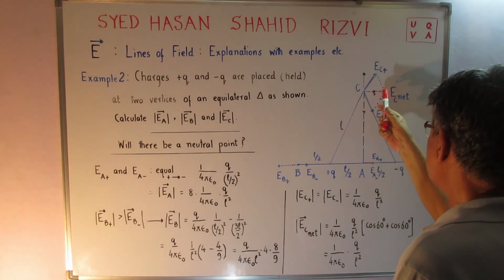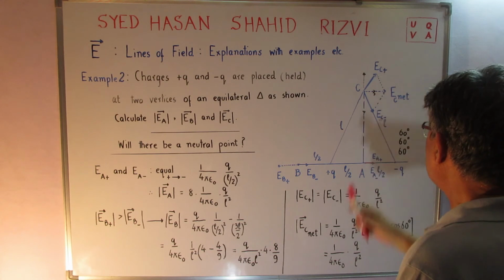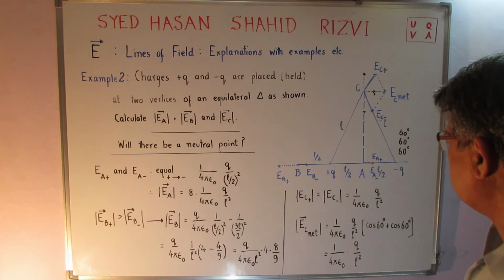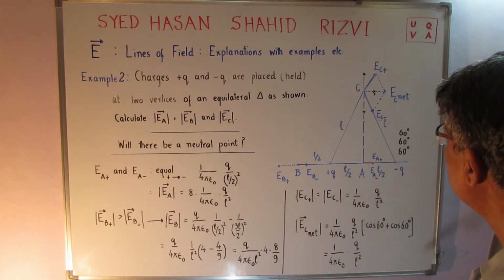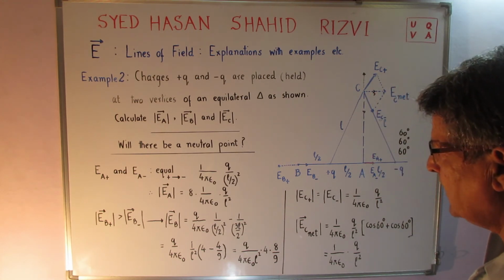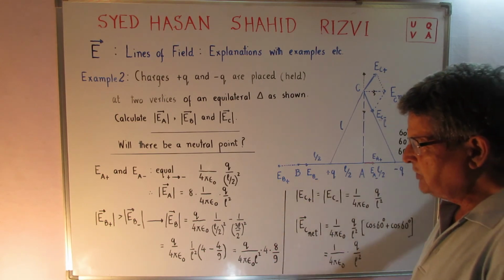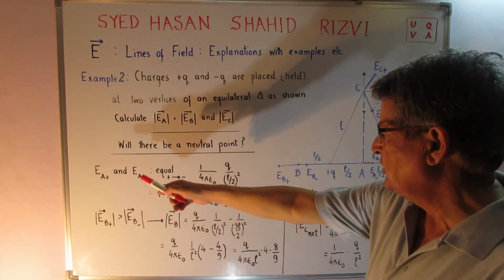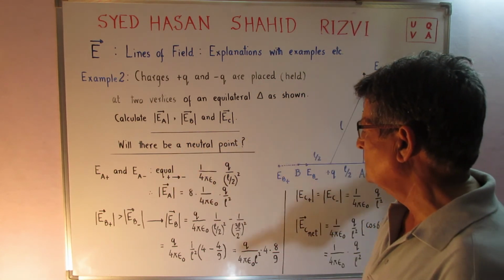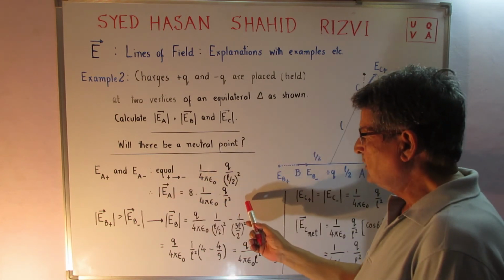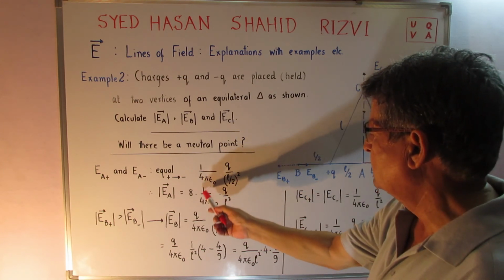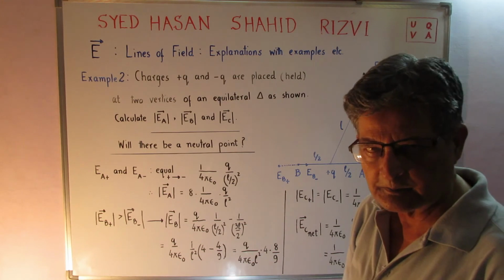So the resultant is that the two are added together and EC net is in this direction, which is parallel to the axis of these two charges, and we can calculate like this. I carry out the calculations because each of EA plus and EA minus is equal to this, and the two are added together, so it is 8 times 1 upon 4 pi epsilon naught q upon L square.